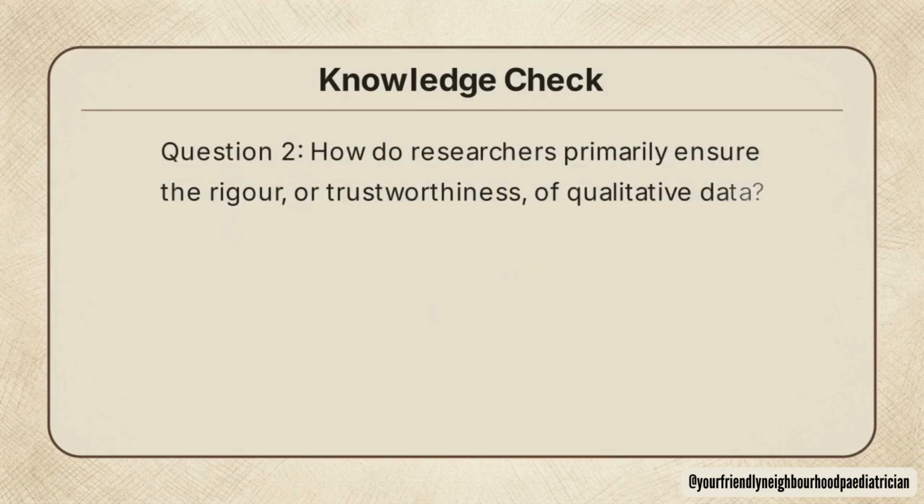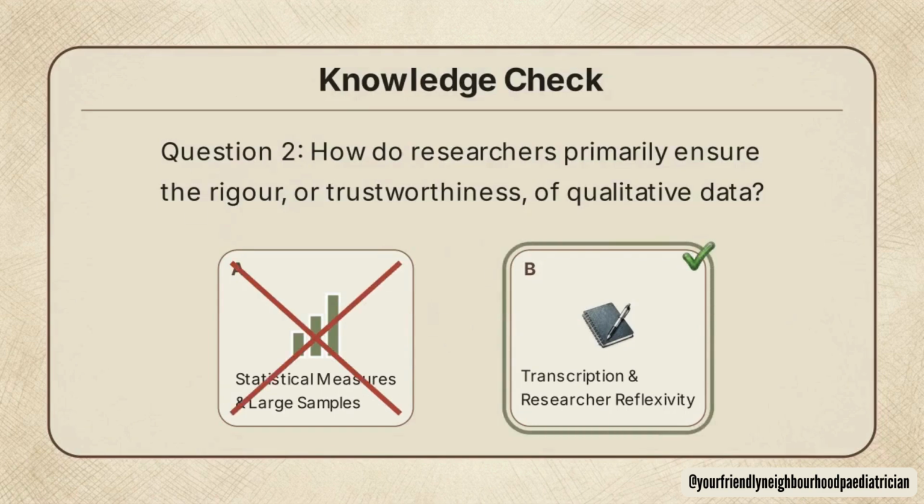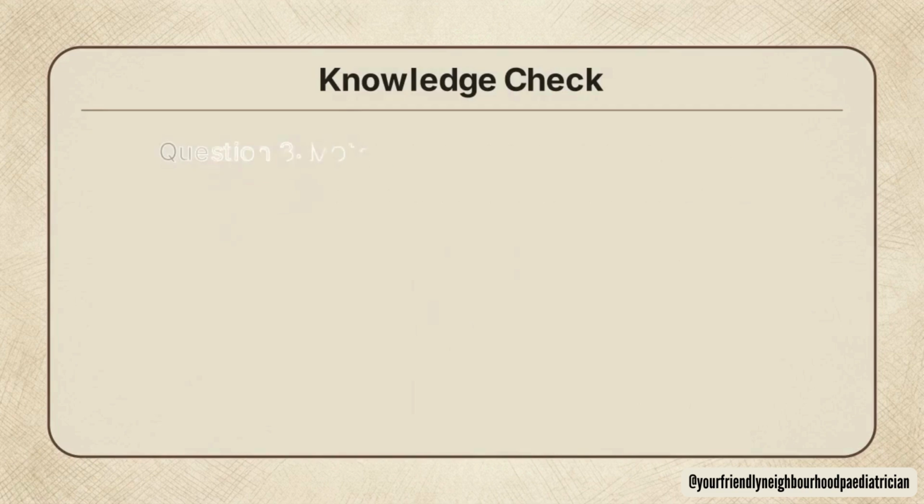Question 2. In qualitative research, how do researchers primarily ensure the rigor or trustworthiness of their interview data? The correct answer is B. Rigor is maintained through meticulous transcription and researcher reflexivity, not through quantitative statistical measures or large sample sizes.